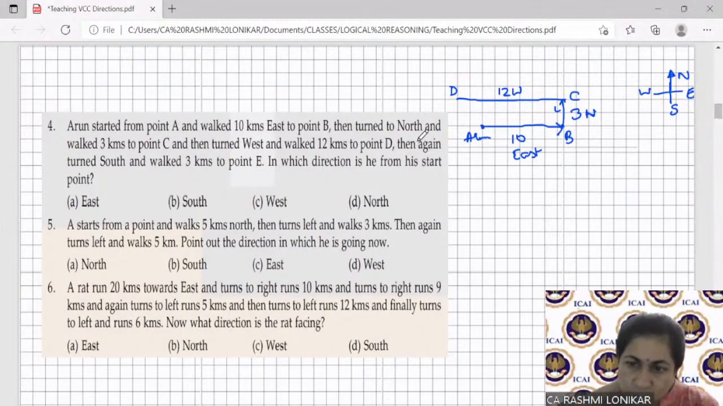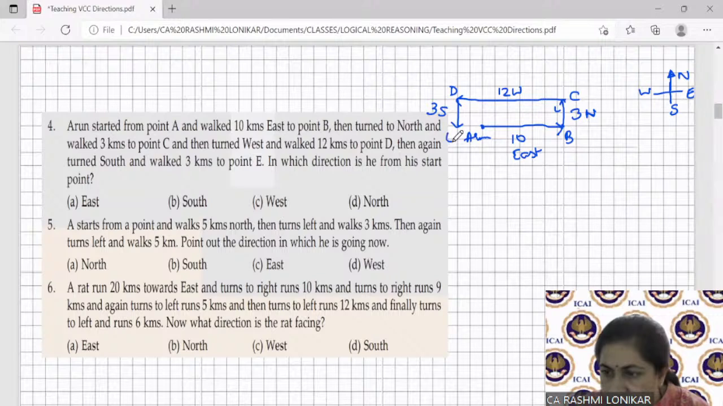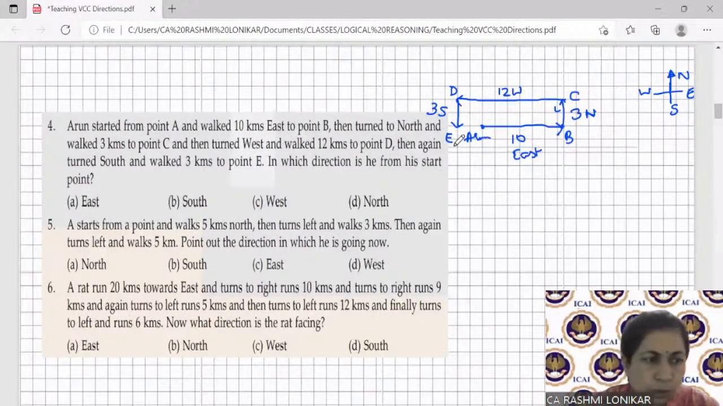south and walks 3 kilometers to the point E. Again turn south. See, this is also 3 kilometers. So this distance will be 3 kilometers to the south. Okay, so where is he pointing? He's pointing to this direction, to the point E.